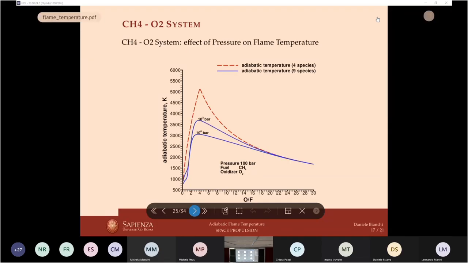And we see the same. As we increase pressure, we approach this ideal value. But we have to go up a lot with pressure. So this is something that will never happen. So we have to expect that we have to deal with this incomplete reaction, with this equilibrium condition in all practical cases.